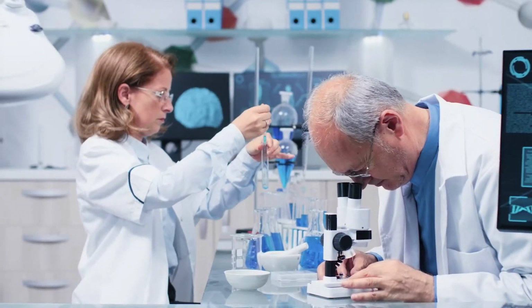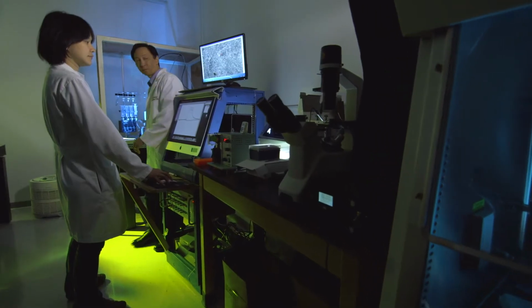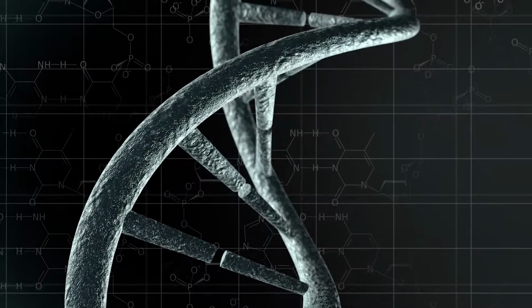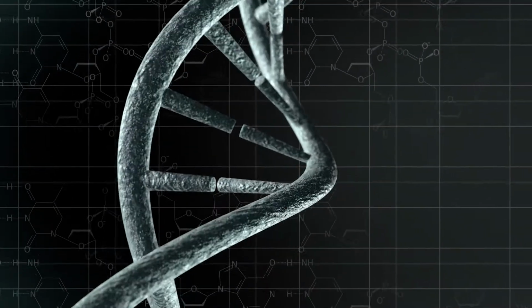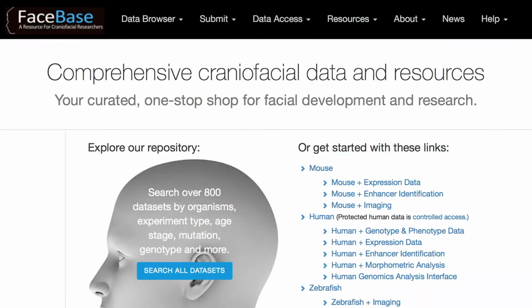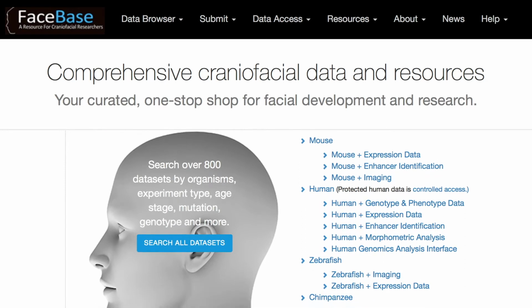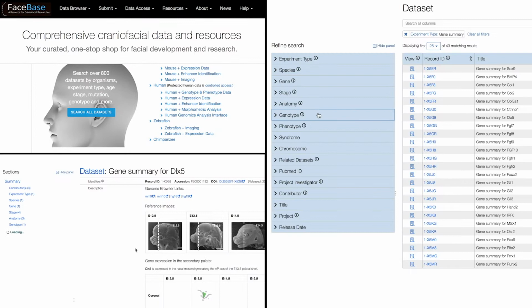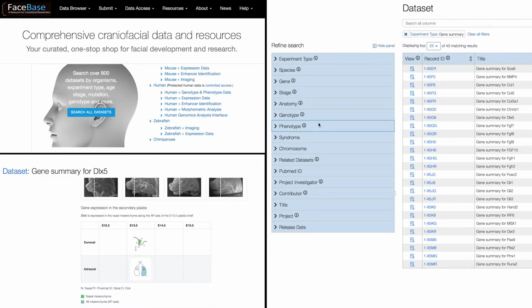With today's improved technologies, researchers can generate many gigabytes of information in a single experiment on hundreds of genes that are involved in the process. FaceBase was created to integrate this information into a meaningful whole, while adding new data to form a more comprehensive picture of this complex developmental process.